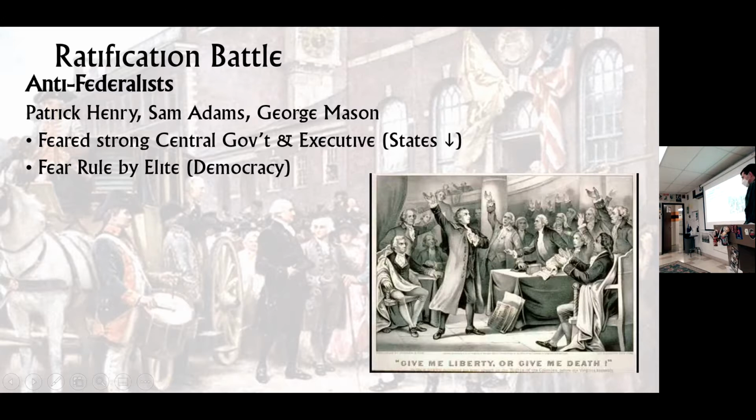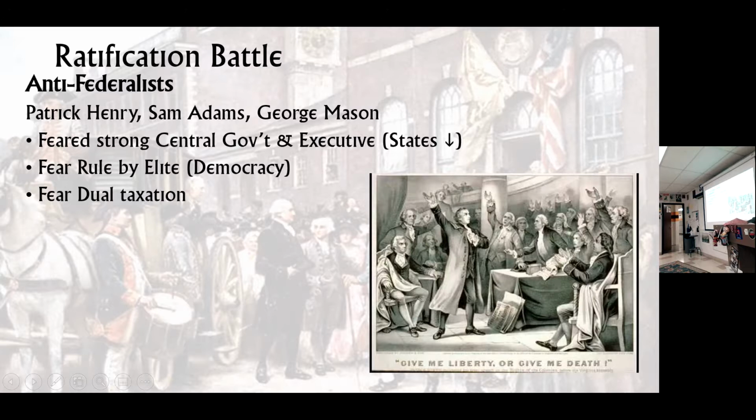So they feared that rule by the elite. And there were a lot of inroads in democracy. A lot of financial inroads that were more inflationary, that the Federalists wanted to control. Did we get to this?